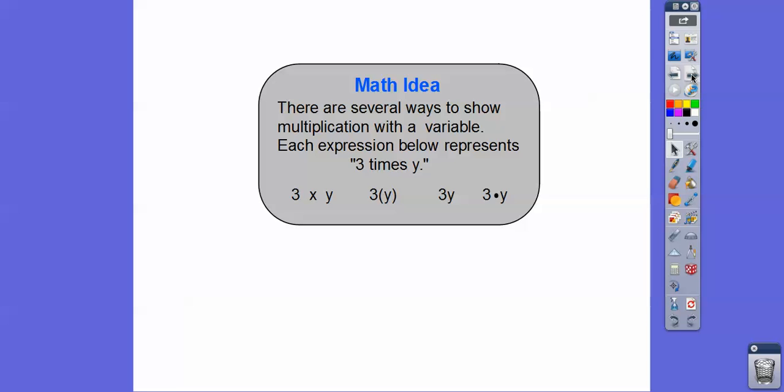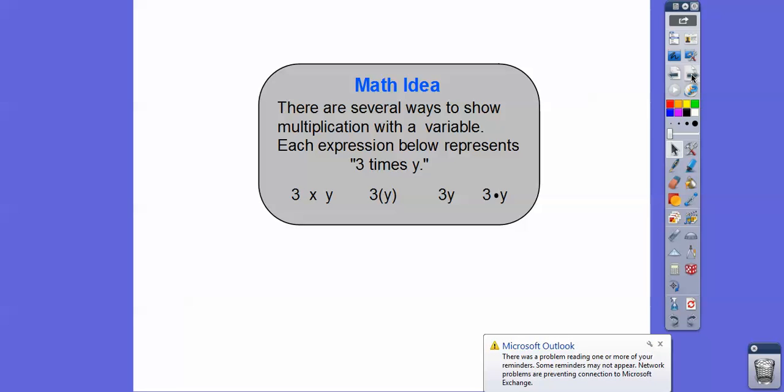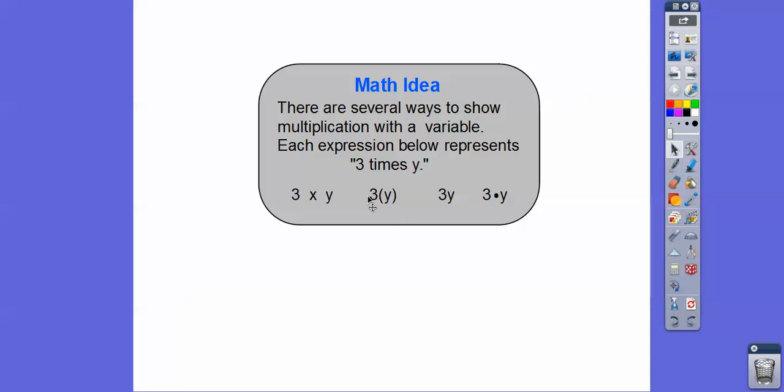And then just recall, you guys, there's several ways to show multiplication with a variable. The expression 3 times y, we can write like this: 3 with a multiplication symbol, y. We can use parentheses to show multiplication, so this also says 3 times y. And with variables, you can just put a number next to a variable, and that is understood to be multiply. If there's nothing in between them, it's understood to be multiply. Or, of course, the good old dot, 3 dot y is 3 times y.